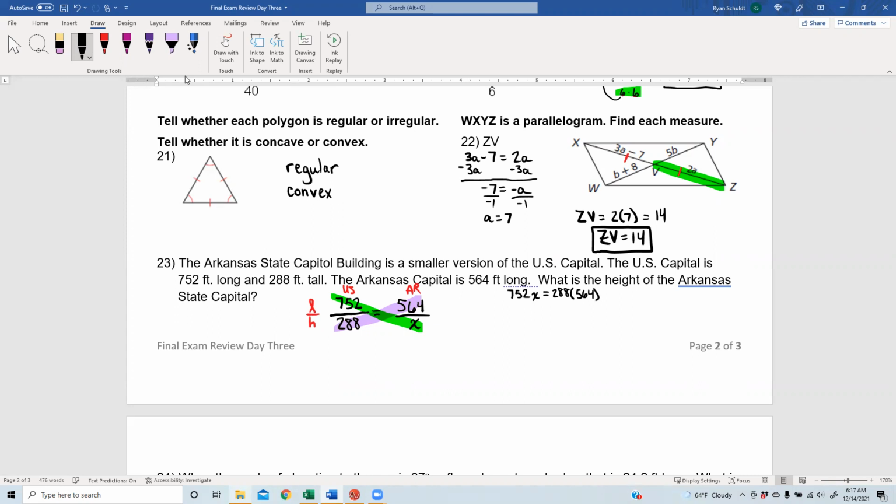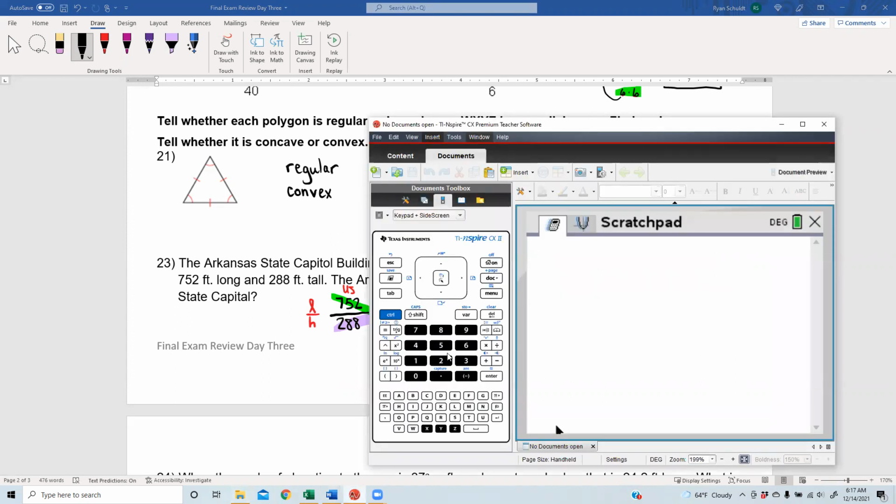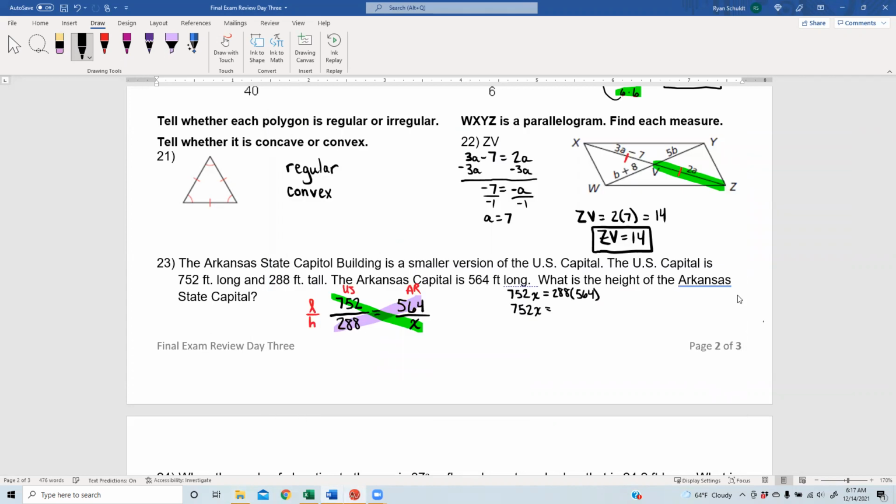That is a big number. I've been doing this in my head all morning. I can't do this one in my head. Let's do a calculator. 288 times 564. Let me make sure those are the right numbers. Yeah, 162,432. Okay, then we need to divide by 752.